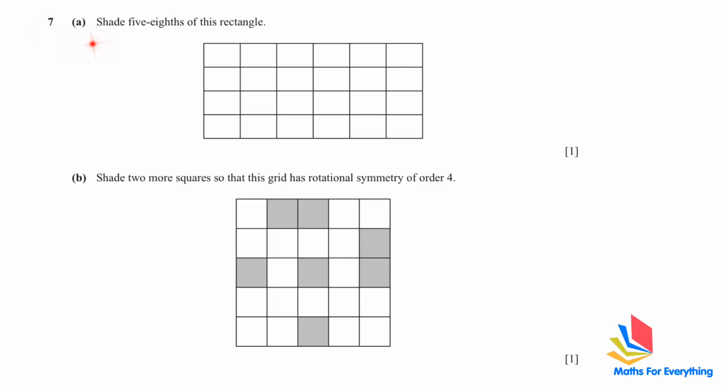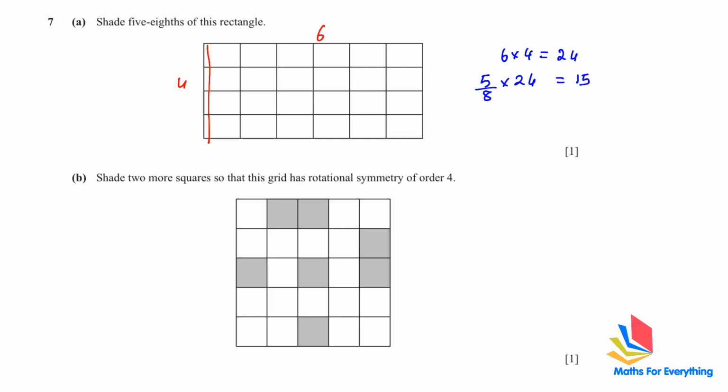Question number 7a. Shade 5/8 of this rectangle. Let's see how many parts it has been divided into. Here it is 1, 2, 3, 4, 5, 6. So total 6 here, and here we have 4. So 6 times 4 is 24. Total small squares are 24. So 5/8 of 24 will give us 15.